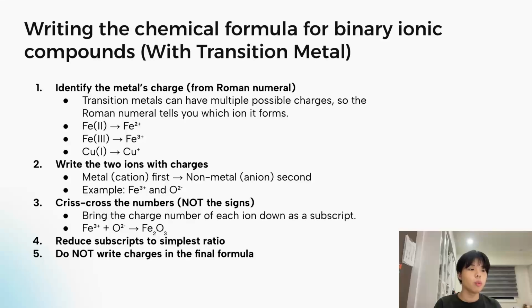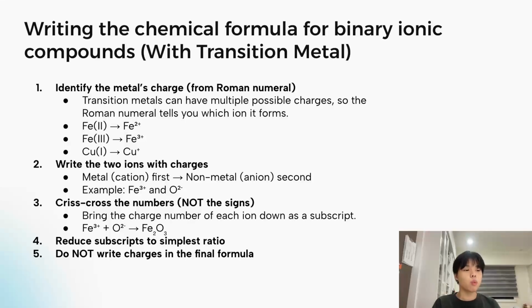So the Roman numeral at the end of each transition metal tells you which ion it forms. For example, Fe(II). II in Roman numeral means 2, so Fe2+. Fe(III). III means 3, so Fe3+. Same for Cu(I). I means 1 in Roman numeral, so it's Cu+.